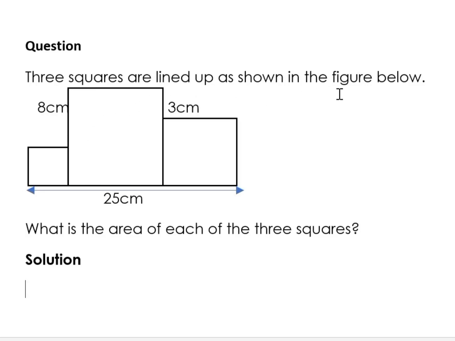Three squares are lined up as shown in the figure below. What is the area of each of the three squares?